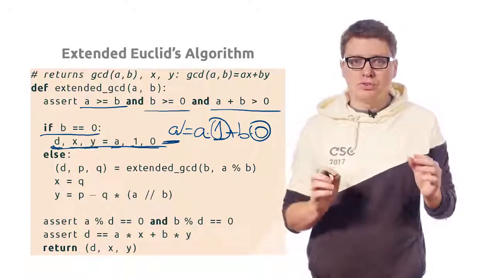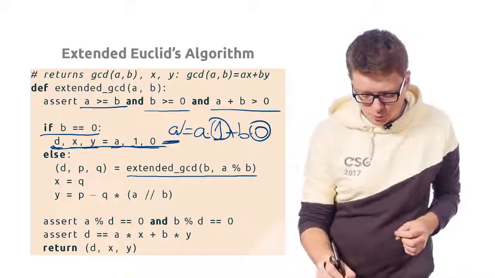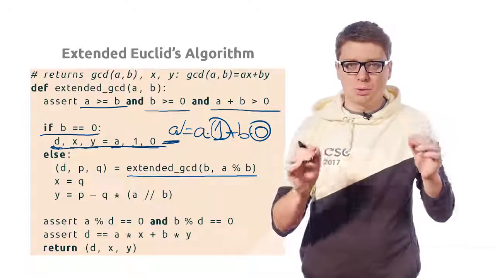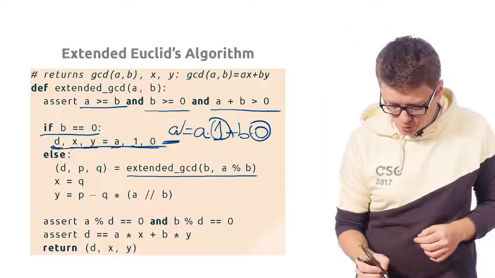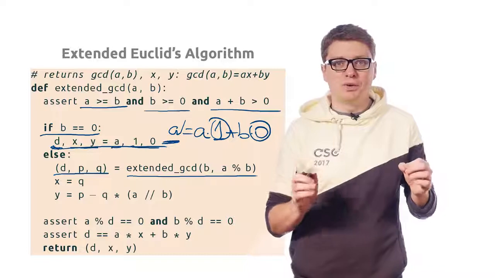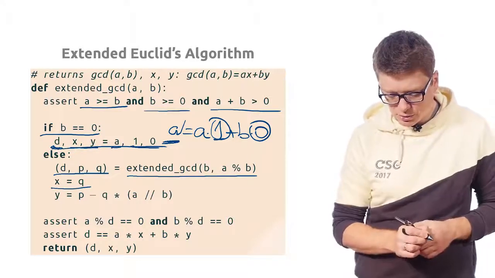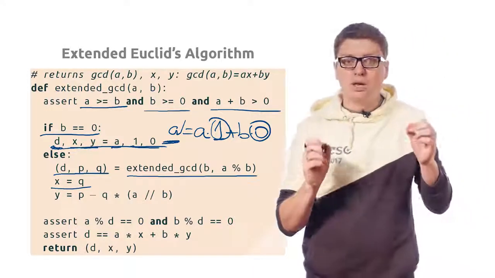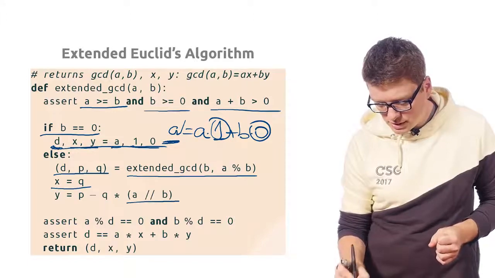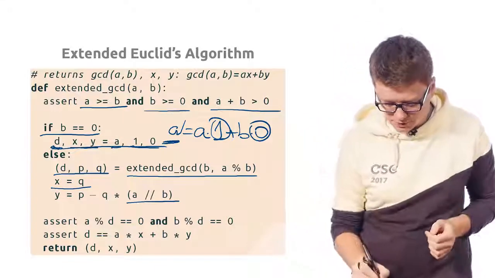In the opposite case, when b is greater than 0, we make a recursive call. Recall that in this case we swap the parameters. Our first parameter is b, our second parameter is the remainder of a divided by b. This is just because we want our first parameter to be larger than the second one. We make this recursive call, and it gives us the greatest common divisor and also a certificate p, q. Using the formula from the previous slide, we compute the new certificate. So x is just equal to q, and y is equal to p minus q times (a divided by b). Here we use integer division, which gives exactly an integer number. Okay, so this is y.